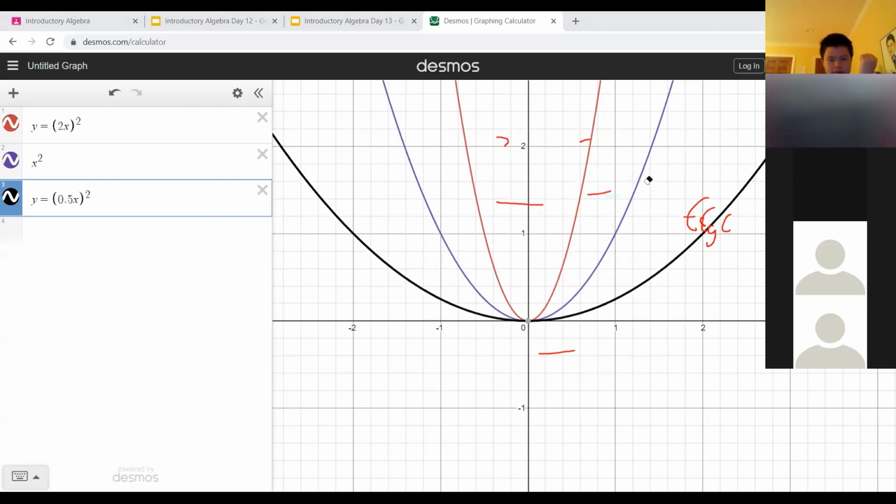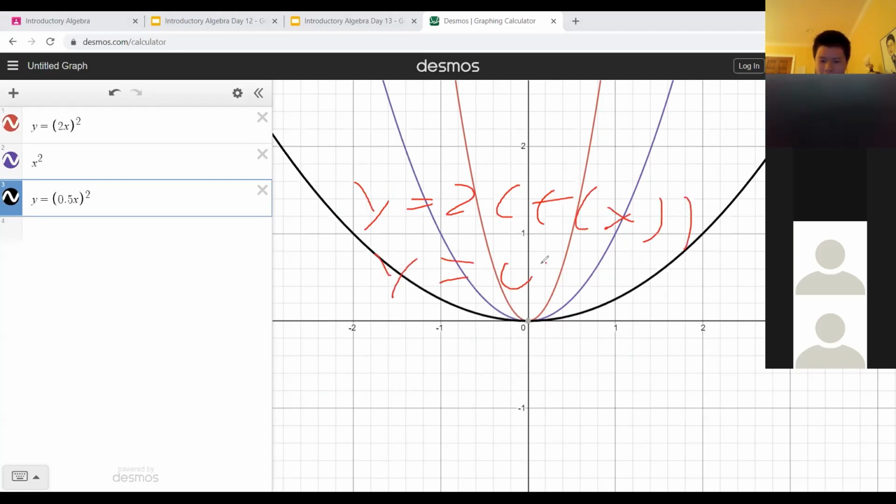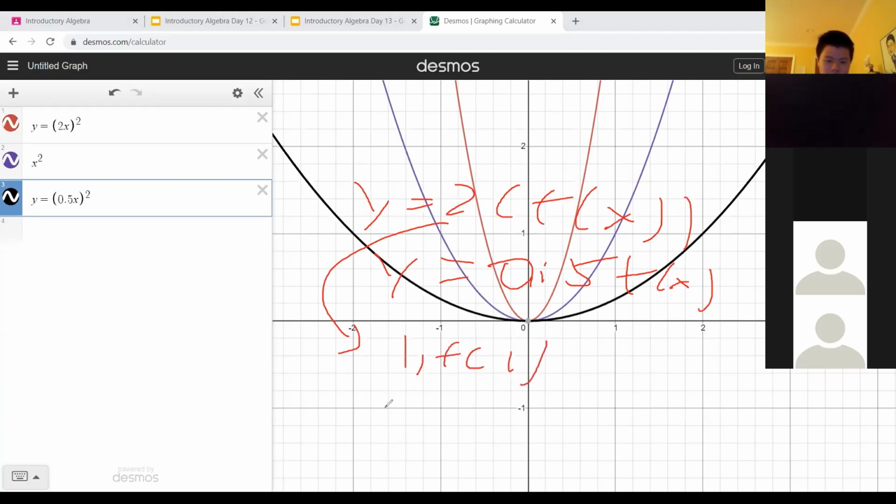If we wanted to stretch it vertically, well, let's try it. y equals 2f(x). And let's also take 0.5 f(x). So if we had a point 1 on f(x), the same point would be 2 f(1). So any y here is doubled.